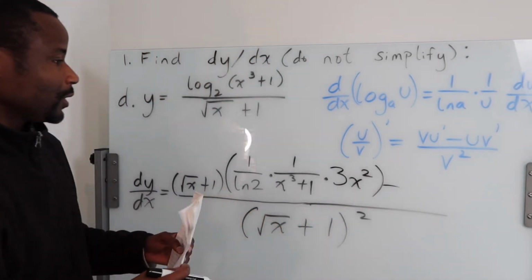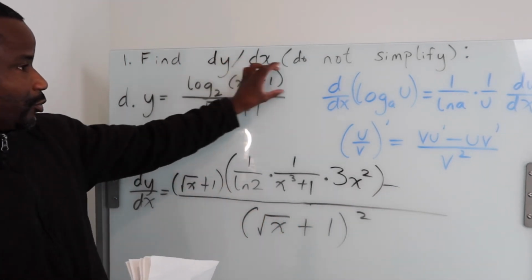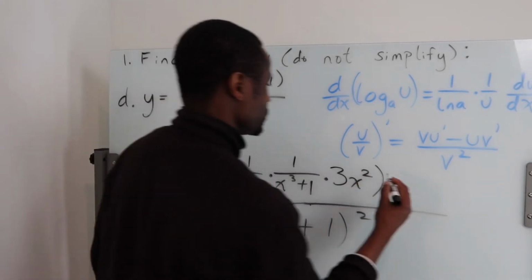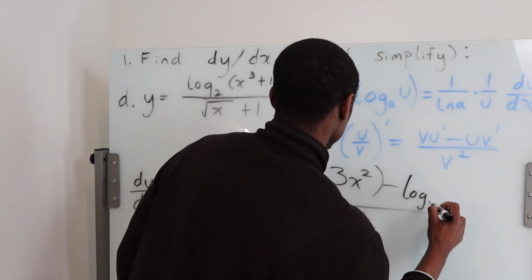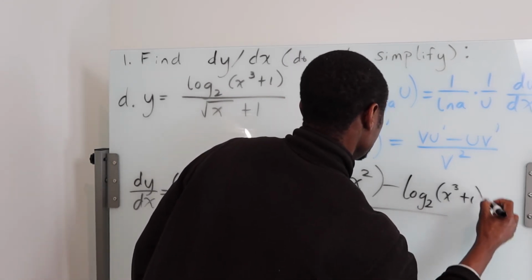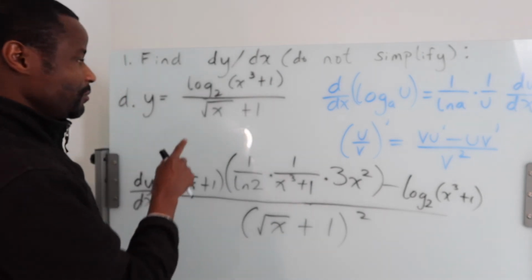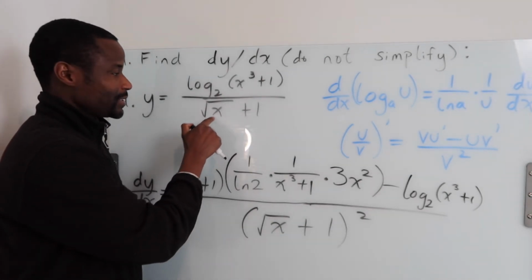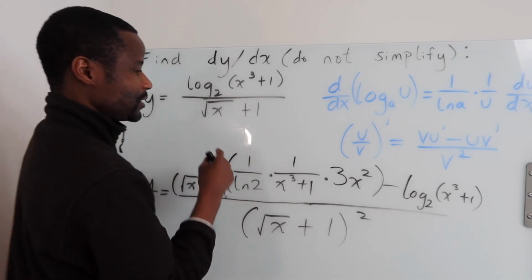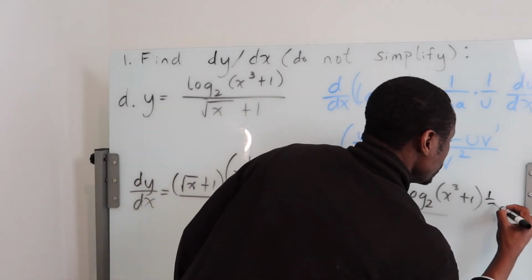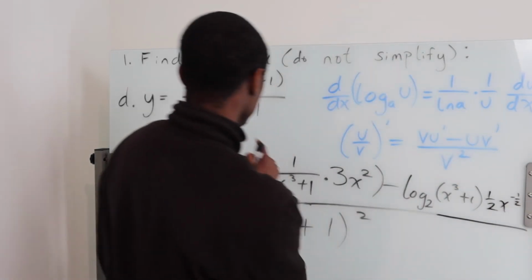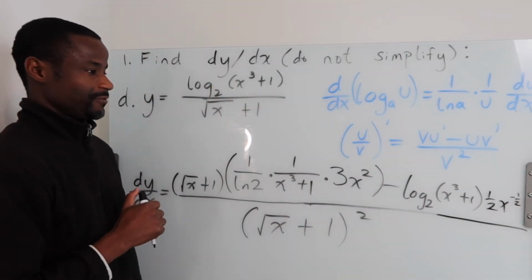Minus u, which is numerator, times derivative of denominator. The numerator, we just simply write everything we have there, log base 2 of x cubed plus 1 times derivative of this. Keep in mind, this here is just x to the 1/2 power. What's that derivative? It's going to be 1/2 x to the negative 1/2.